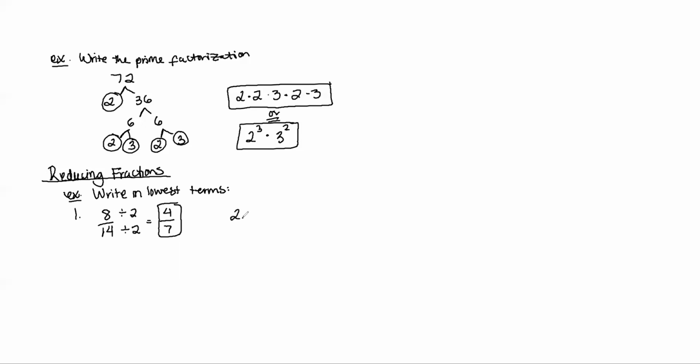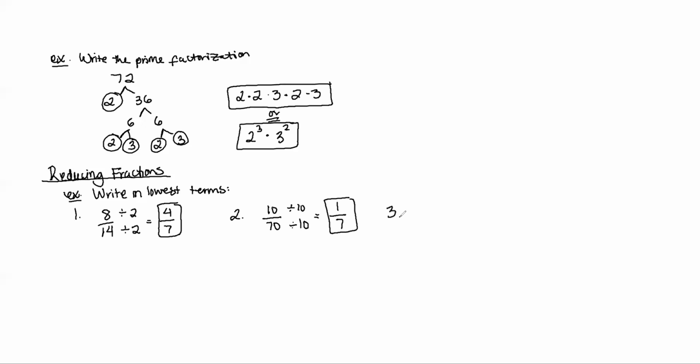Let's go ahead and try another one. So let's go ahead and reduce 10 over 70. For 10 over 70, we can divide both of these by 10. We could have also divided them by 2, but the bigger number they have in common, the faster we're going to be able to reduce this. And so if I divide both of them by 10, we get 1 over 7, and we're completely reduced.